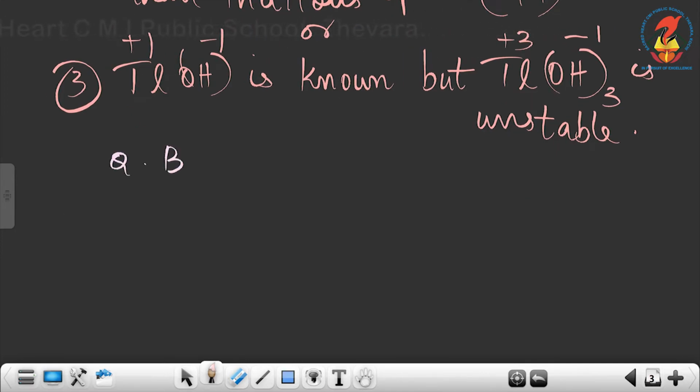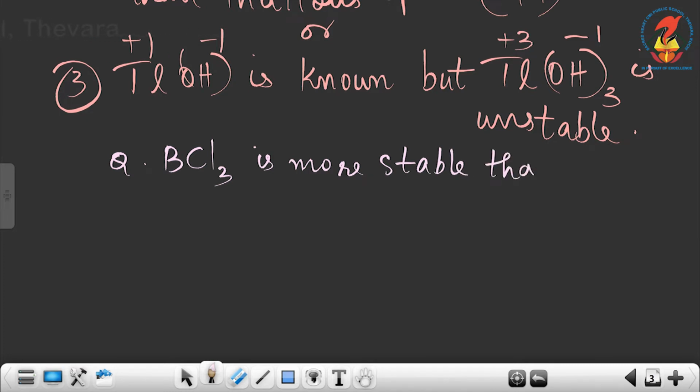Next question, BCl3 is more stable than TlCl3. Now, if you look at the oxidation state, boron, chlorine charge is -1, -1 into 3 is -3, boron takes +3. Now, thallium chloride, then chlorine is -1, so the charge of thallium will be +3, -1 into 3 is -3, so thallium takes +3.